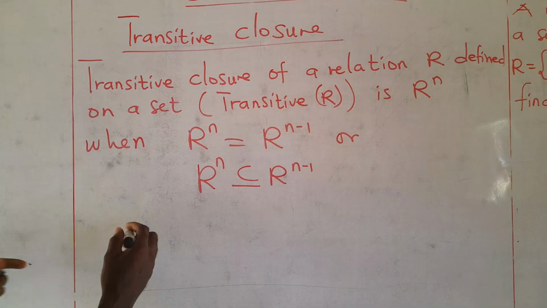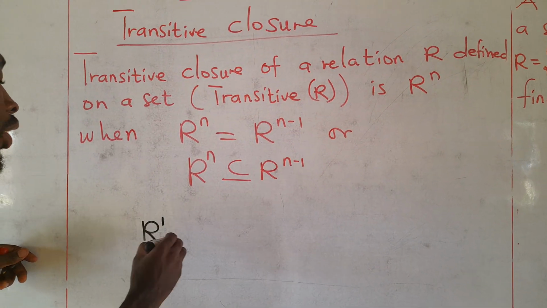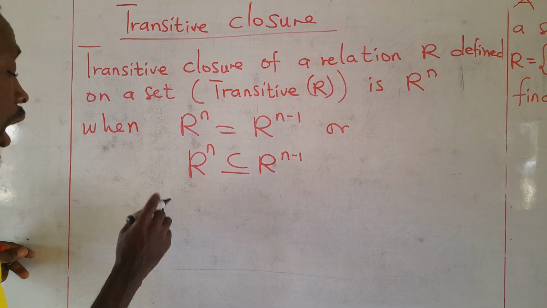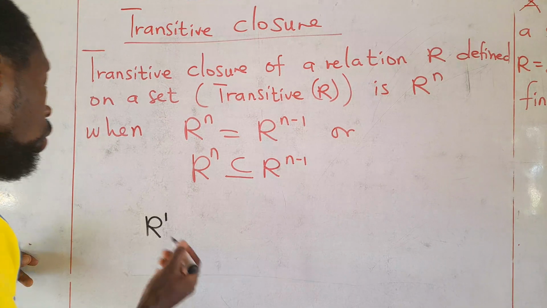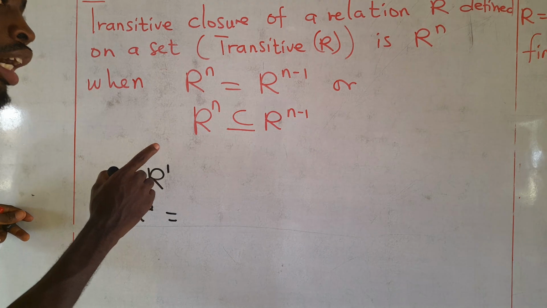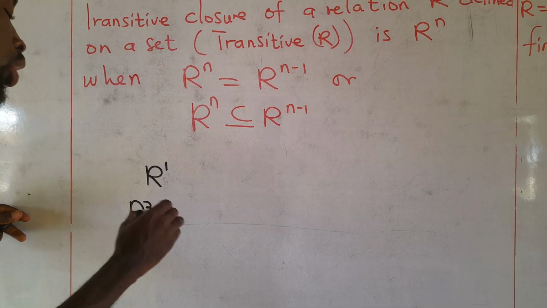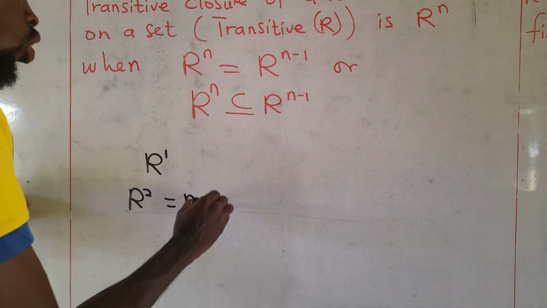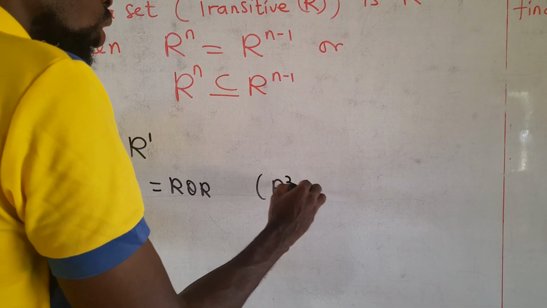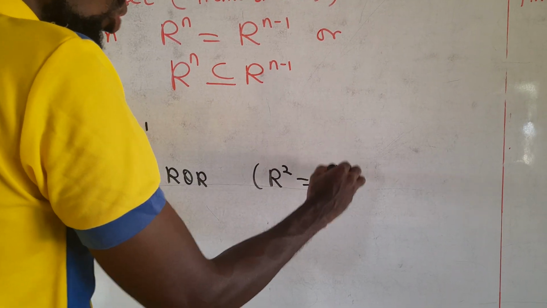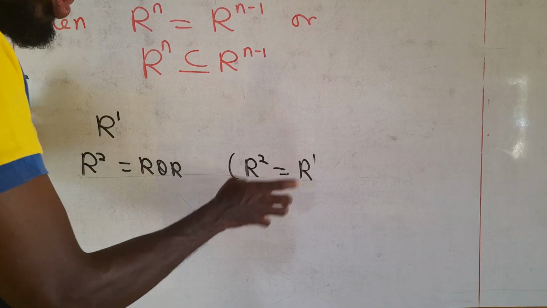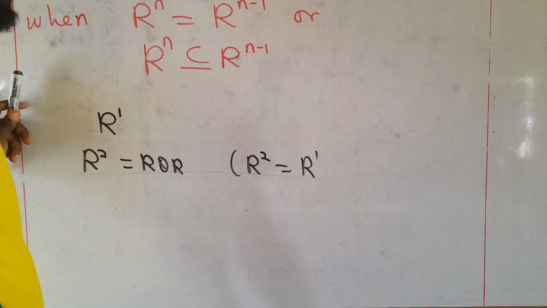This means that you find R exponent 1. And remember, R exponent 1 is the same as R, so we don't have a problem. Now we find R exponent 2. Check out my videos on composite relation on YouTube. R exponent 2 will be equal to R composite R. If you are done, find out whether R exponent 2 is equal to R exponent 1, which is the same as R. If it is equal, then R exponent 2 is the transitive closure of R.